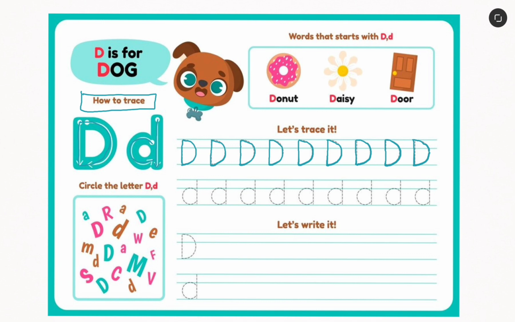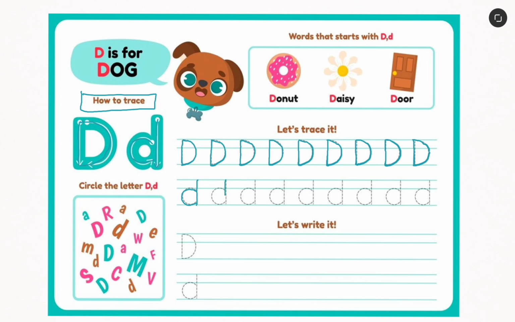For the small d, we see that in between the three guidelines we have the straight line coming from top to bottom here, and then the small semicircle is between the second and then the third guideline. So let's do that. We do it just so that it touches the second and then the third guideline. Very good. So let's repeat that.